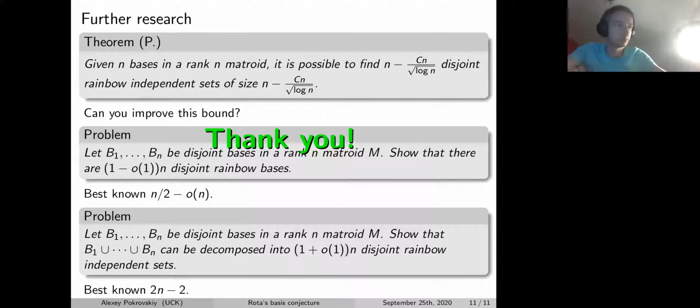I have a question. Where does the barrier come from, the n over square root log n? The n over root log n. This, where does this come from?